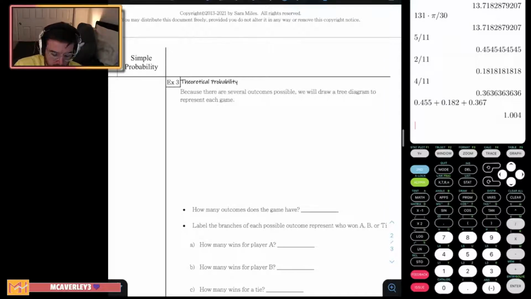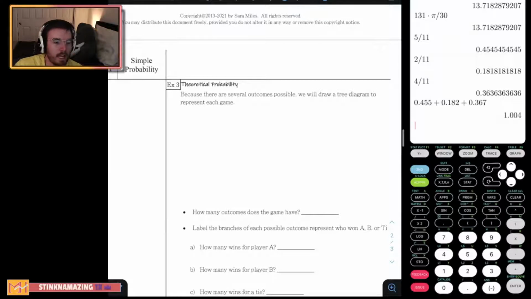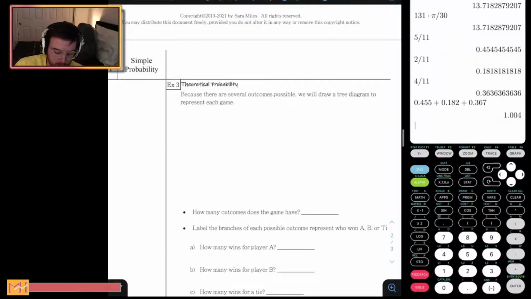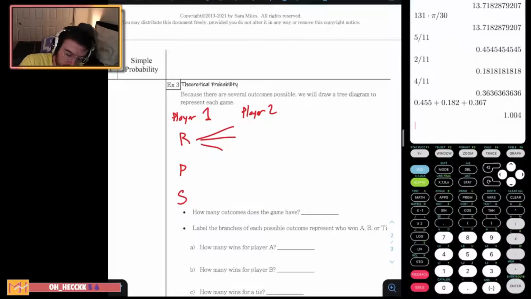Because there are several outcomes possible, we will draw a tree diagram to represent our game. When we play rock, paper, scissors, this is like a little taste of what's to come. There are 2 players. Player 1 will play either rock, paper, or scissors. And when player 1 plays a rock, player 2 could play rock as well, paper, or scissors.